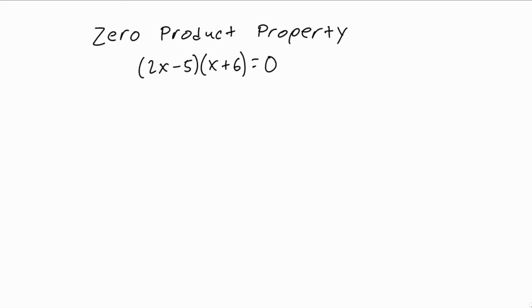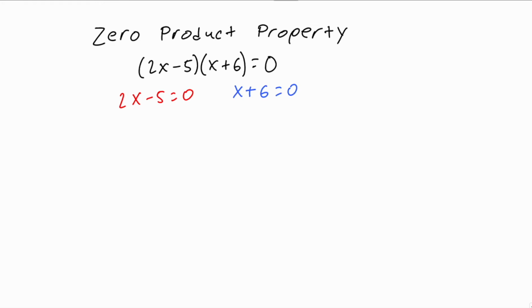So what we need to do is solve for the case that either of them are 0. So we need to split this into two equations now, and we're going to get two possible answers. So we have 2x minus 5, and we're going to make that equal 0. And then we're going to have x plus 6, and then have that equal 0. So two separate equations.